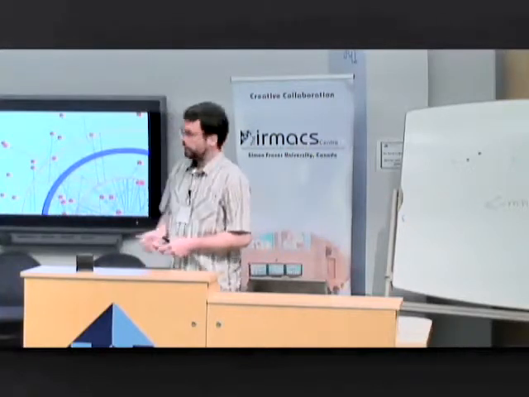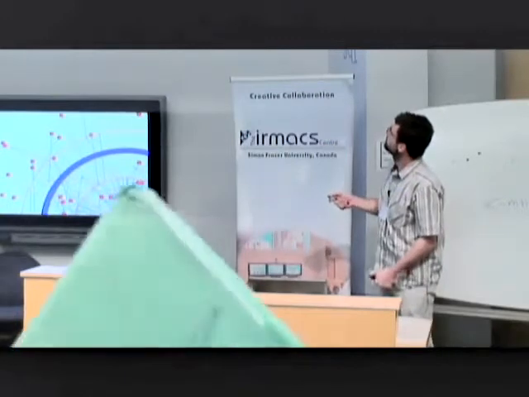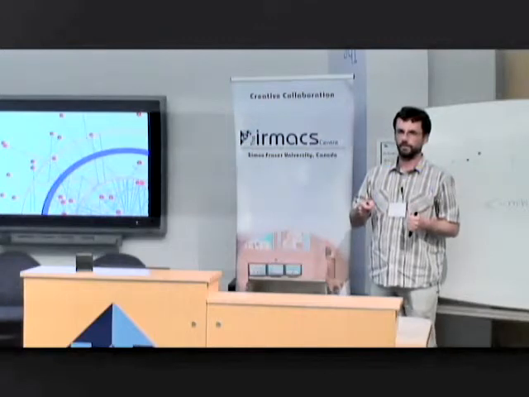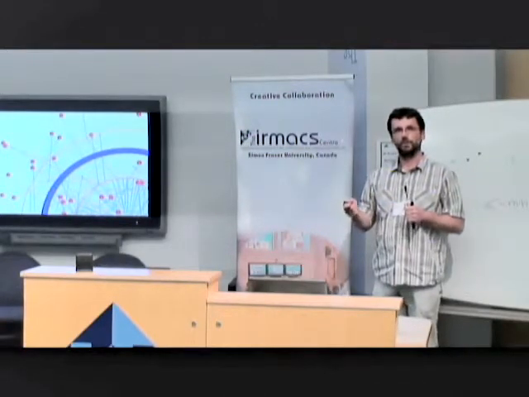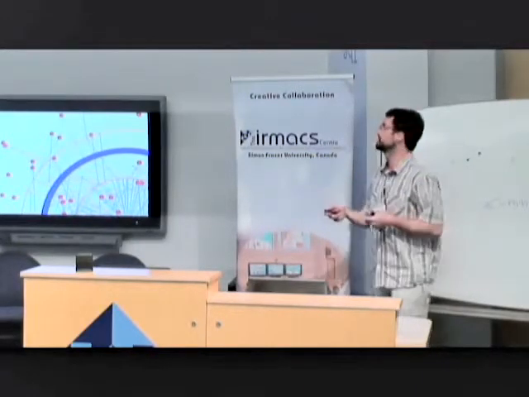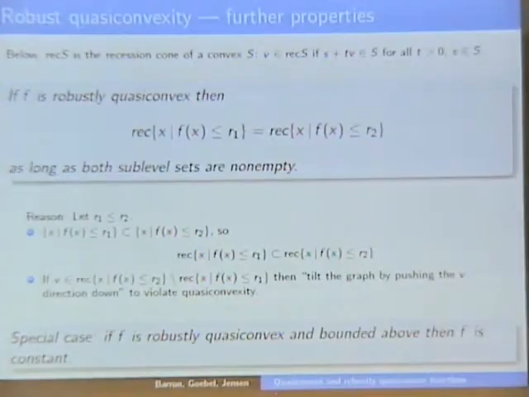Okay. Some more, I think, interesting convex analytic properties. If you look at the sub-level sets of a robustly quasi-convex function, and you look at their recession cones, all these recession cones are the same, as long as you look at non-empty sub-level sets. What is a recession cone? It is the cone of all directions in which you can move in a convex set. So we're looking at sub-level sets for two different r's. Robust quasi-convexity suggests that the recession cones are the same sets.